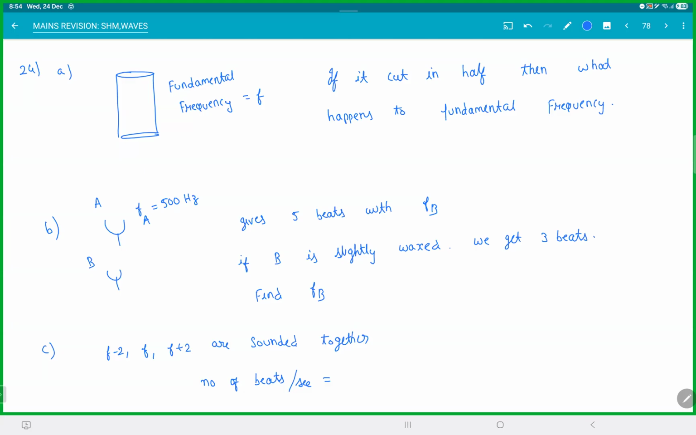Second one, two tuning forks give 5 beats with FB. If B is slightly waxed, we get 3 beats. Find FB. F minus 2, F and F plus 2 are sounded together, number of beats per second. Try getting these three. The 24A is a good one, actually. Most people will forget about the end correction and do the question, but if you include the end correction, it matters.